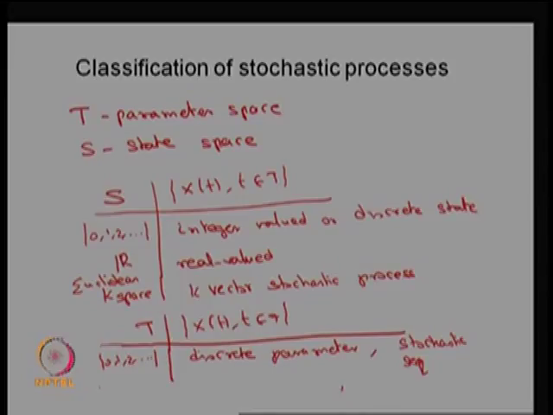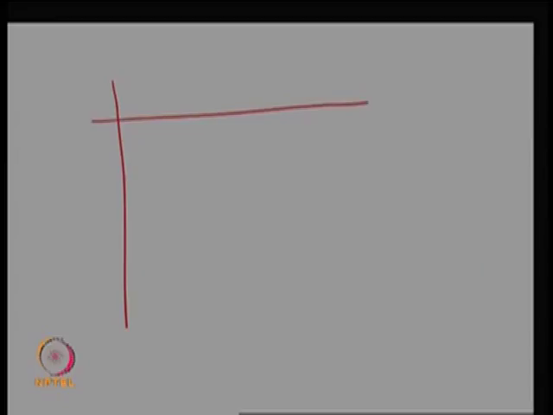Otherwise, if it takes uncountably many values in the capital T, then it is going to be called a continuous parameter, and it is called a stochastic process itself. Therefore, when discretized, it uses the word sequence, and if there are uncountably many values of capital T, then it is called a stochastic process. So based on the classification, I can make one table in which the possible values of S will take a column and the possible values of capital T will take a row.